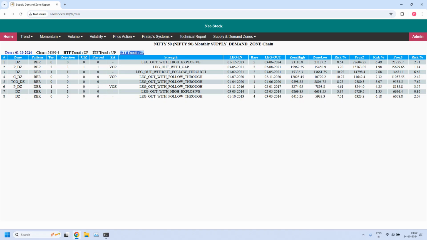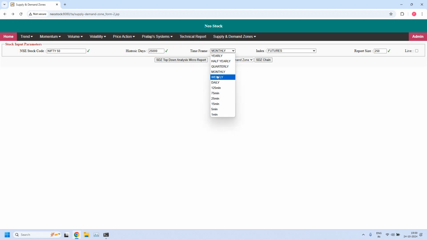Similarly, one time frame higher, that is the quarterly trend. Similarly, one time frame higher, this is the yearly trend. So this is the way you should understand the remaining reports. And also don't forget to pause the video when you are shifting from one report to another report. Okay, next time frame is weekly, generating the weekly supply demand zone chain for Nifty.